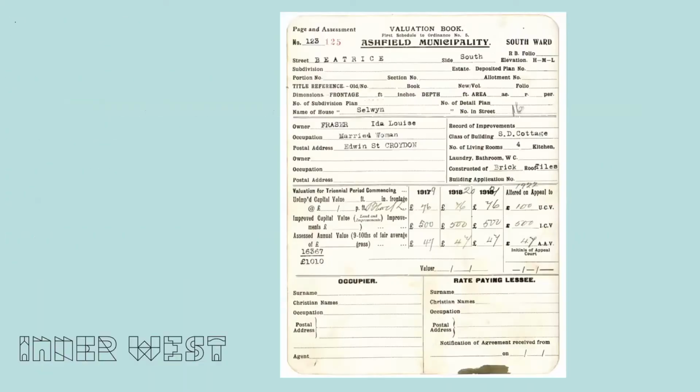Here is an example of a valuation card. Notice here the occupation given for Ida Louise Fraser is a married woman. This would not happen today.